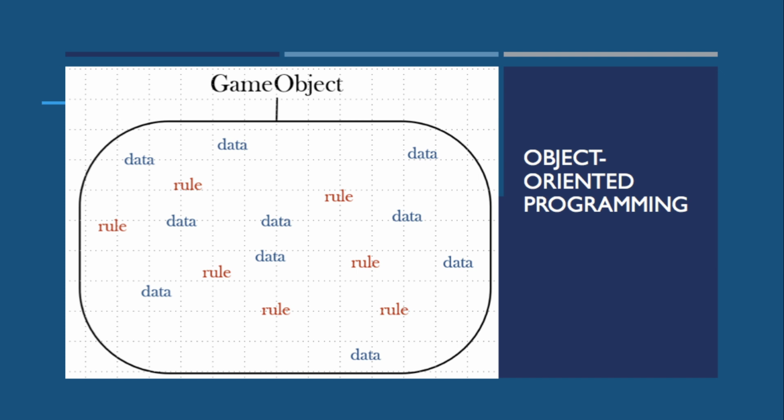So in Unity and most other game engines, we're going to be working with game objects, and we're going to be using the techniques of object-oriented programming. So a game object is very much like an object in object-oriented programming. It consists of rules and data, right? They're combined and they're contained within a game object.